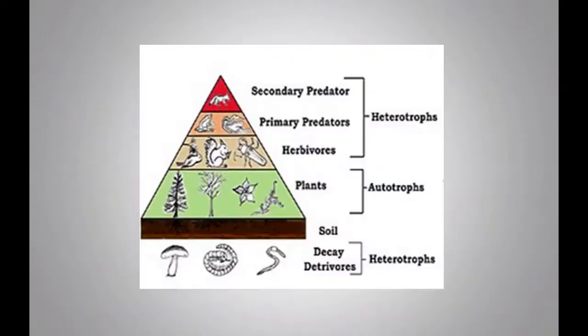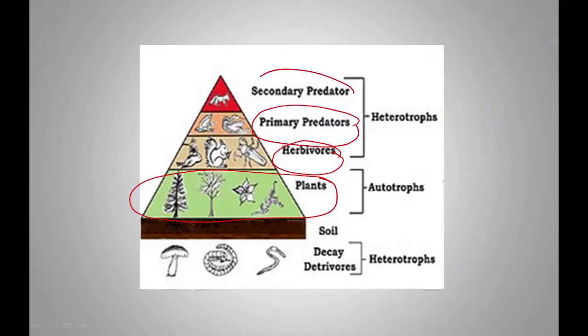Here is a pyramid showing the dependence of heterotrophs and autotrophs. At the bottom level you can see the plants, which are the primary producers, so they produce food themselves. On them are dependent the herbivores, on herbivores are dependent the primary predators, and on primary predators are dependent secondary predators. Secondary predators are like lion, tiger, etc. So this pyramid depicts the autotrophs and heterotrophs.